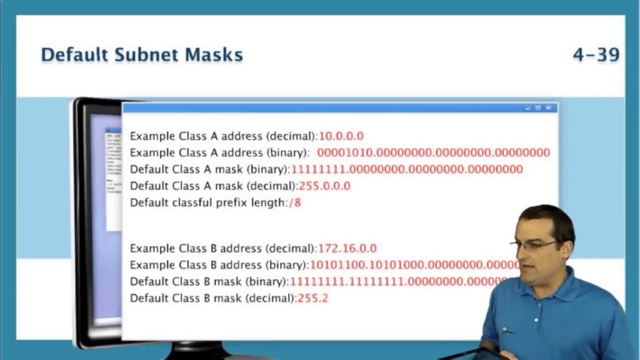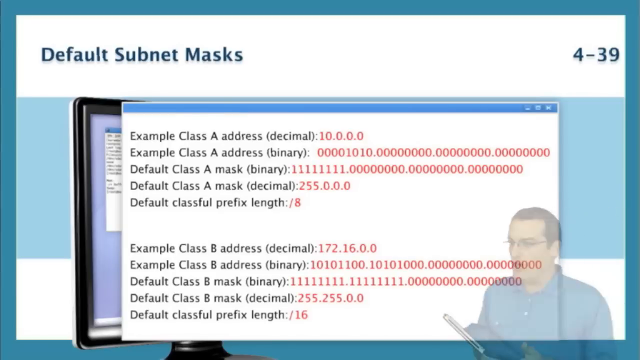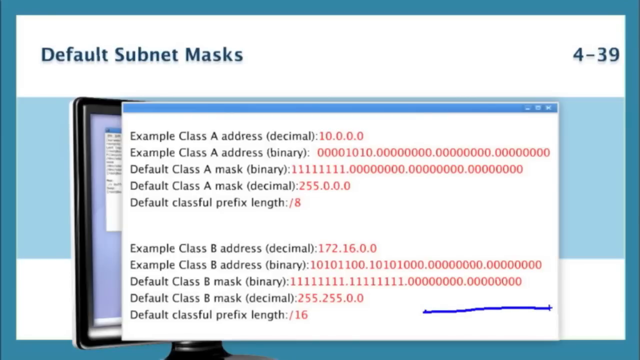How about a Class B? Well, with the Class B, no big surprise, especially based on what we had memorized early on. We've got the first 2 octets that identify the network by default. So we have all ones in those first 2 octets. The second 2 octets identify a particular workstation in that network. Those would be all these zeros right over here. The /16 or 255.255 is the mask in our Class B example.